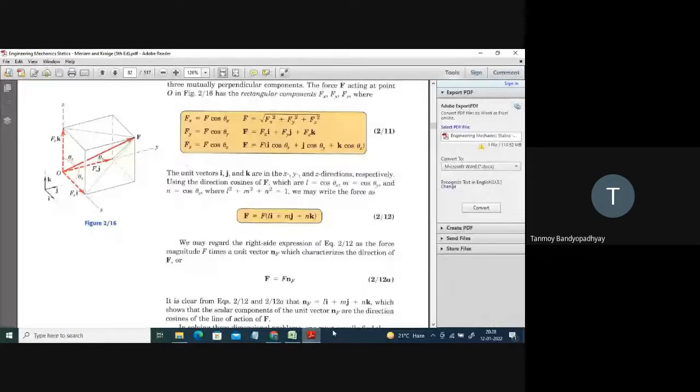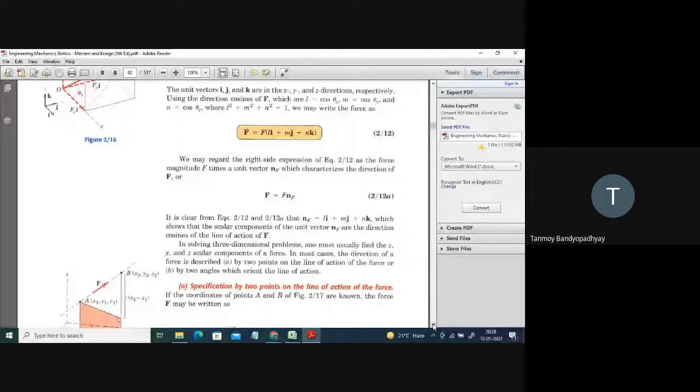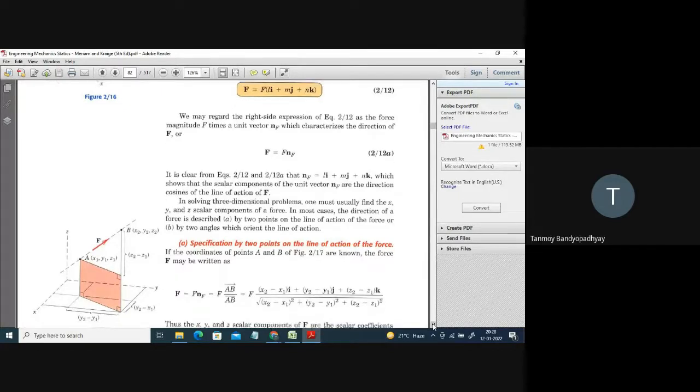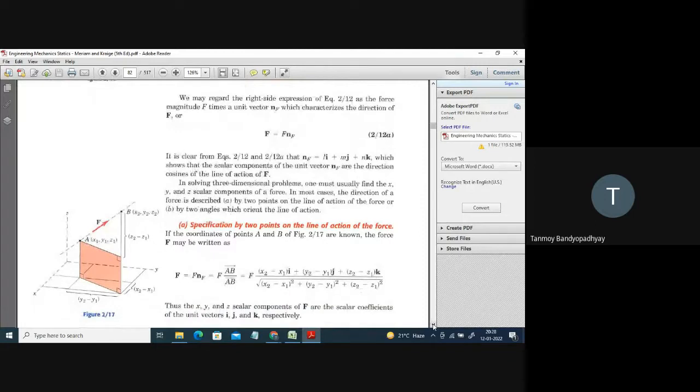So the force vector, it's bold. Equation number 2.12, F is in bold, so that means F is a vector. So vector F is equal to the magnitude of the vector F into Li plus Mj plus Nk. We had done some problems actually. So this is the unit vector. If I define a unit vector in any direction, suppose nF is a unit vector in the direction pointing to F, and I find the unit vector in the direction of force F, and multiply that with the magnitude of the force, that should give me the force vector.